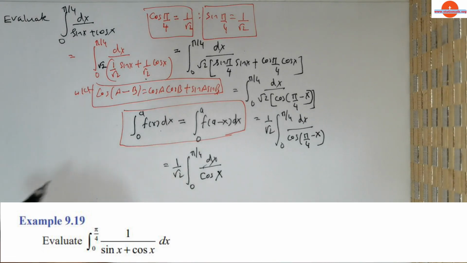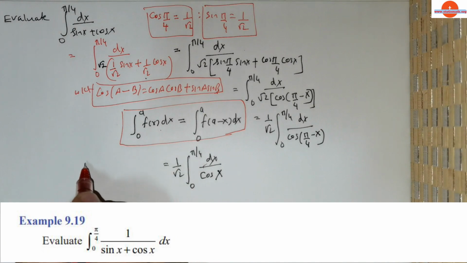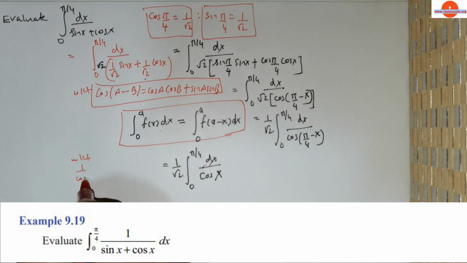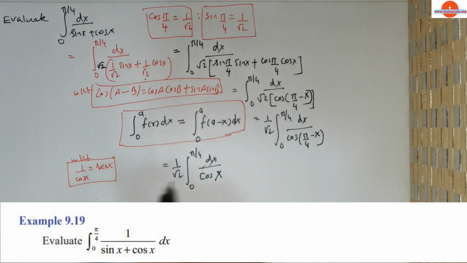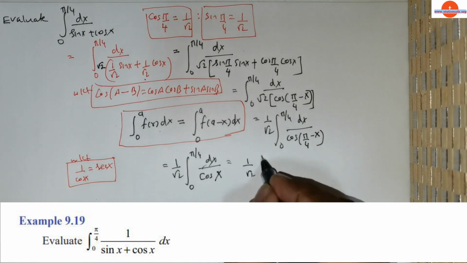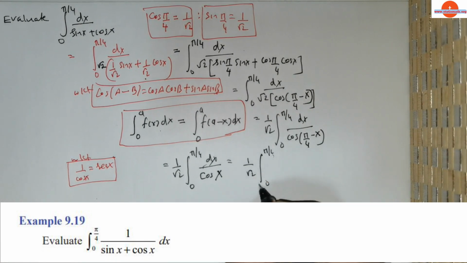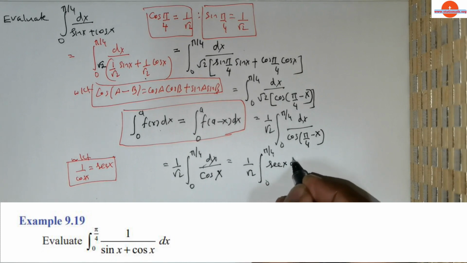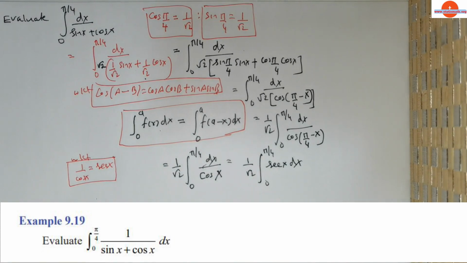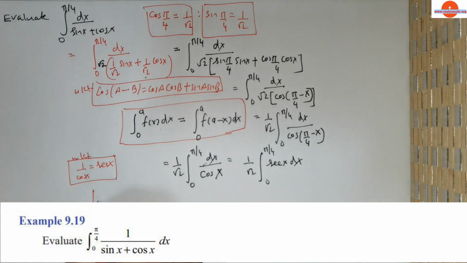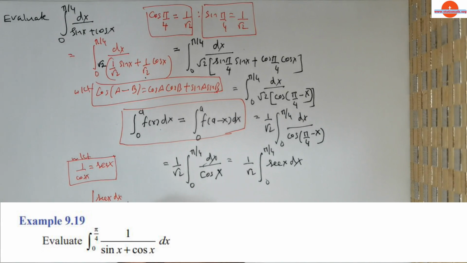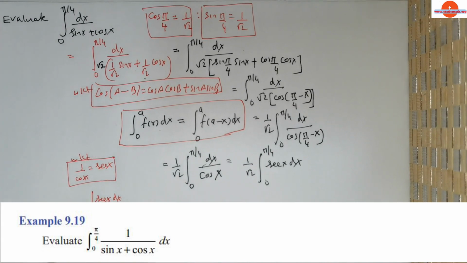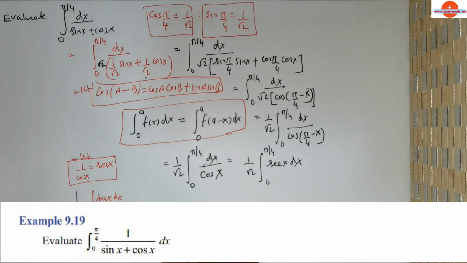Now, we all know that 1 over cos x is secant x. So because we know this, this is going to be equal to 1 over root 2 times integral 0 to pi over 4 secant x dx. Now, we also know a formula, that integral secant x dx is equal to log of secant x plus tan x, plus constant c. This is a formula which we have studied.